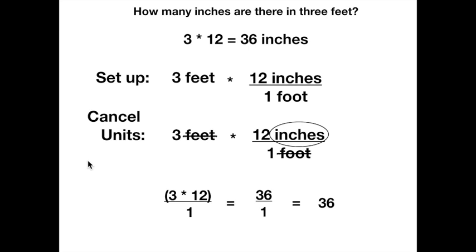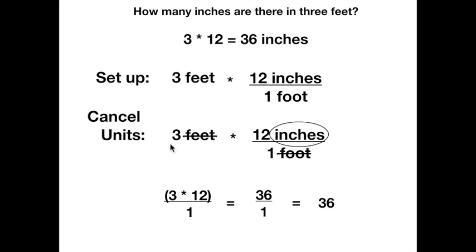So in this example, we're crossing out feet. So we've got 3 feet, cross that out because there's also feet on the bottom. And that leaves us with only 1 unit remaining, and that's inches. And that's what we want, because we want to know how many inches are there in 3 feet. And this is something we did in our head, but I'm just showing you how we're setting this up.